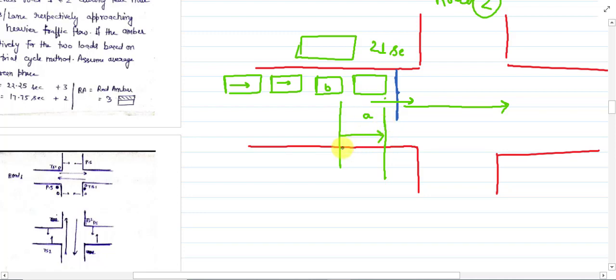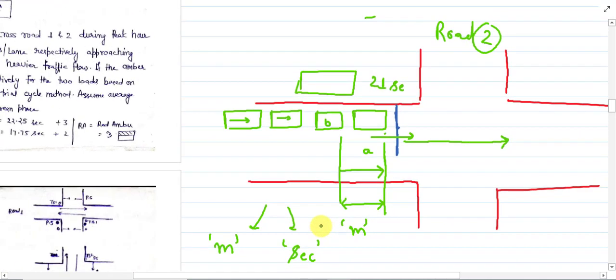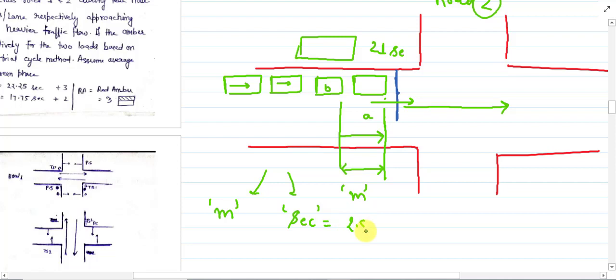And the space between these two lines in terms of meters is known as space headway. So we have two types of headway. The first one is space headway, considered in meters, and the other one is time headway, considered in seconds. So basically this is the meaning of time headway. Okay, so we assume this time headway is 2.5 seconds.